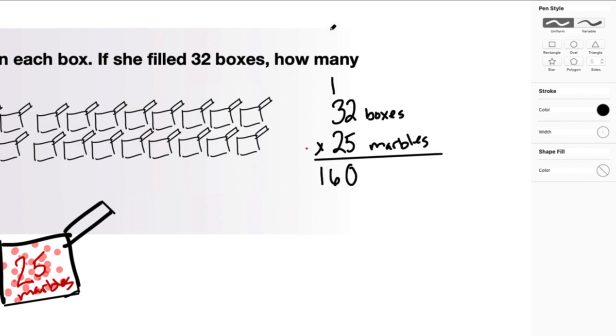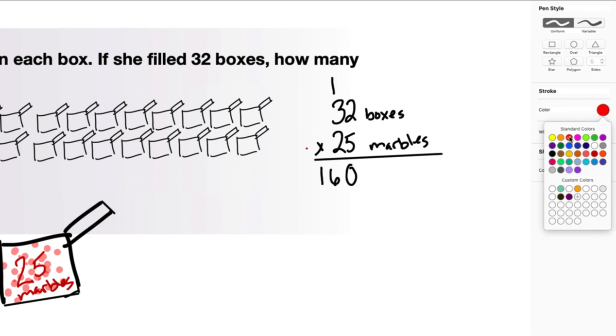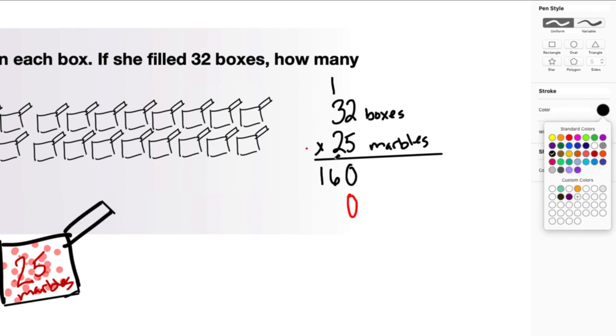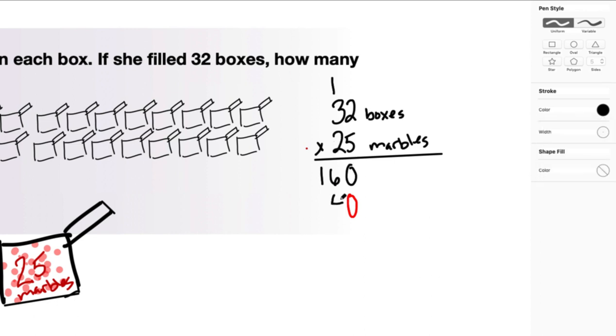The next thing we're going to do is multiply the 2 times each of the digits at the top. But since this 2 isn't really a 2, we've got to put a 0 here as a placeholder because it's really a 20. Now that we've got that placeholder there, we follow along like we did before. 2 times 2 is 4. 2 times 3 is 6. I'm going to add these together, and I get 800. So Juanita packed 800 marbles according to this problem.